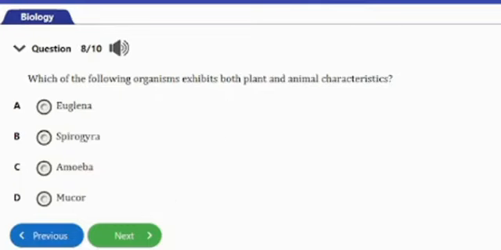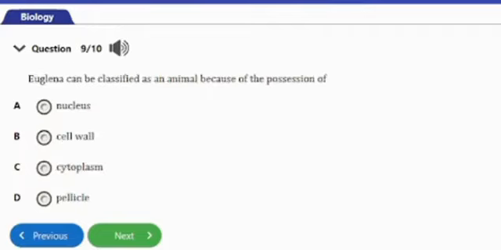That's question number 8. It says, which of the following organisms exhibits both plant and animal characteristics? We have A, Euglena, B, Spirogyra, C, Amoeba, and D, Mucor. So guys, the answer to this question is option A, and that's Euglena. Euglena is the organism here that exhibits both plant and animal characteristics. So that's it for that question. Let's go ahead and consider the next question. That's question number 9 here.